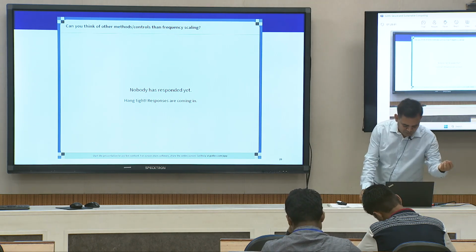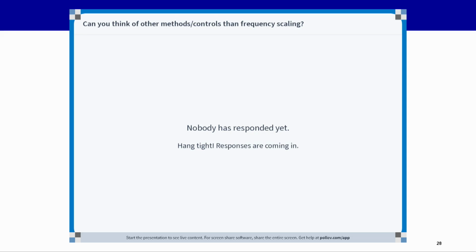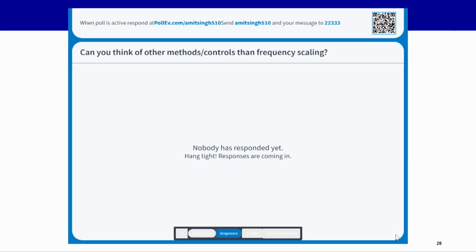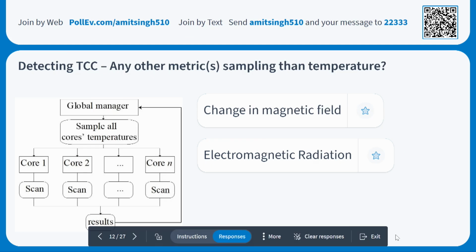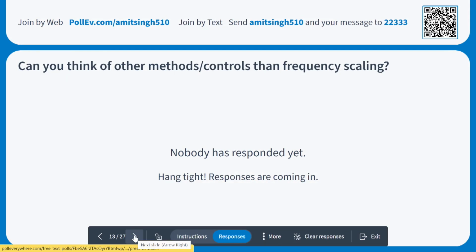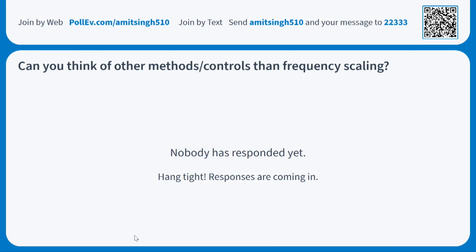Okay, so I have again a question, and I think with this one we will also stop for the break. Can you think of other methods and controls than frequency scaling? You saw we did this dynamic voltage and frequency scaling to make the temperature as flat as possible. But can you think of anything else? The main aim, like I said, is making this temperature profile as constant as possible.